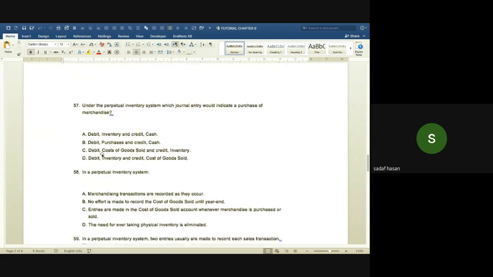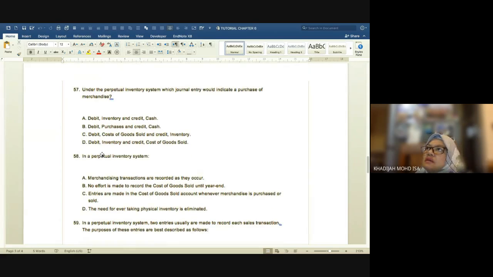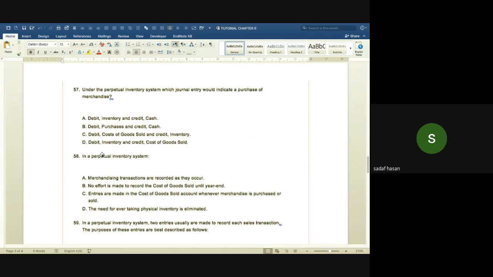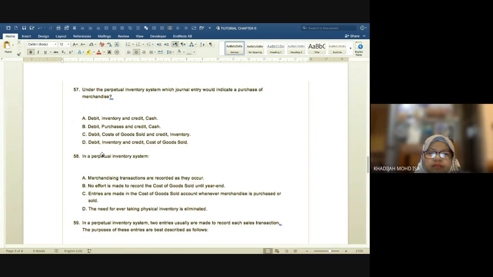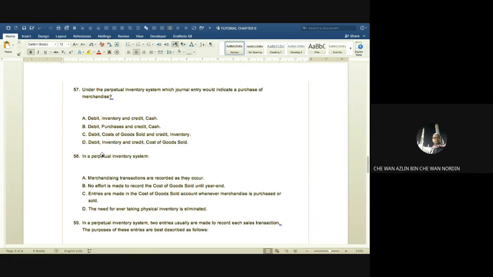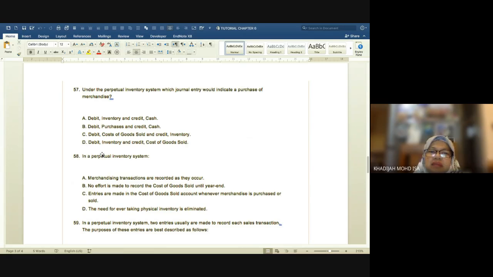Alright, under perpetual. Periodic I went through just through the words earlier. Under the perpetual inventory system, which journal entry would indicate a purchase of merchandise? So when you purchase, what do you do? Is it A, debit inventory credit cash? Why is it not B? Because it's not periodic. Debit purchases is for periodic. And then A or D?